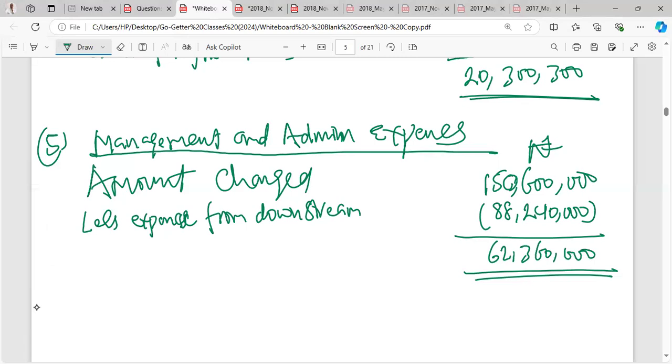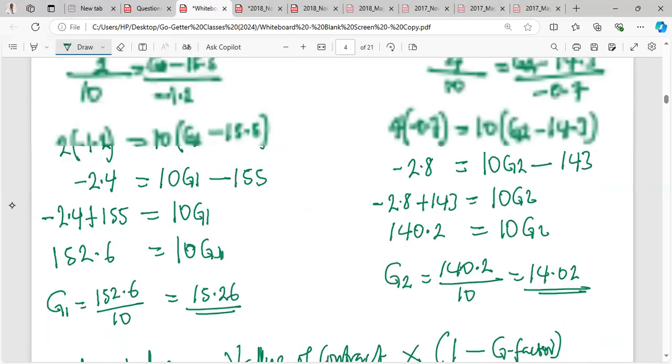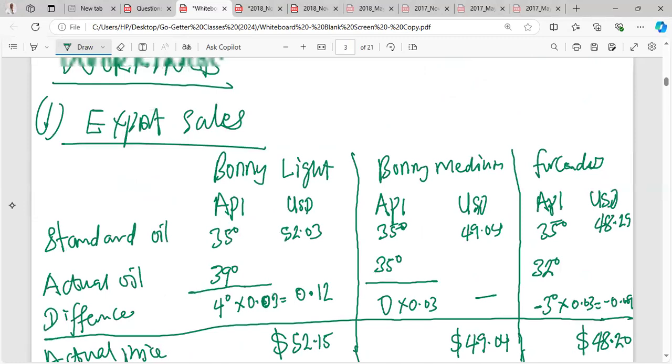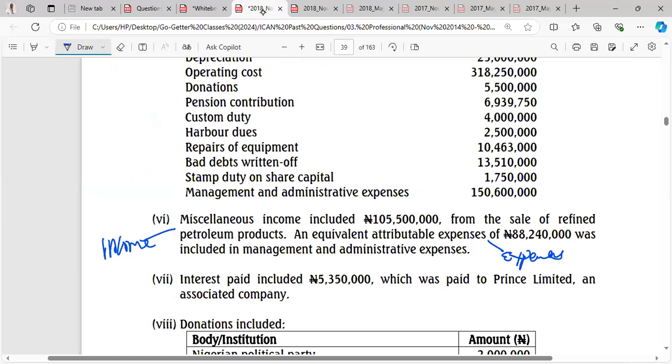Okay, so we'll go up and put it here, 62,360,000. We are trying to manage space. 62,360,000. That's the first one. So we have taken care of this first part.